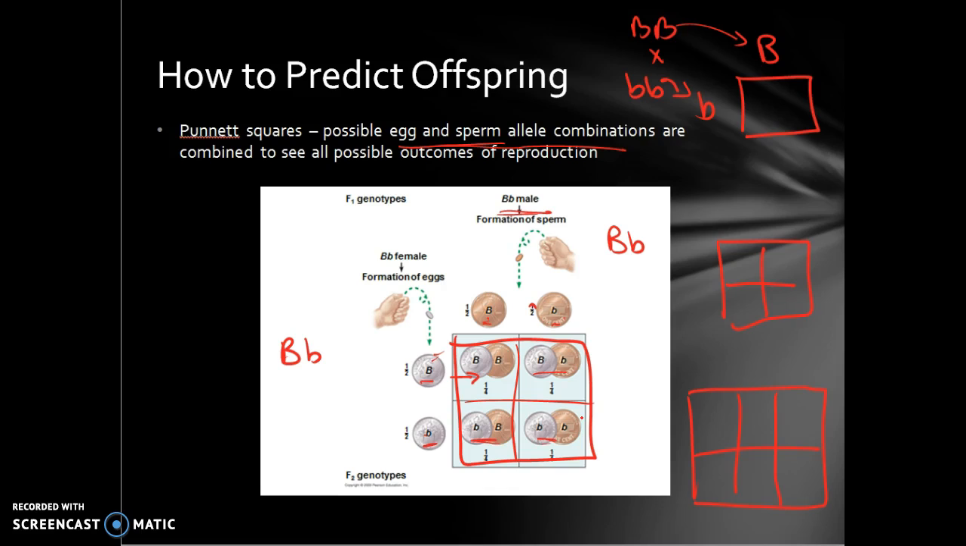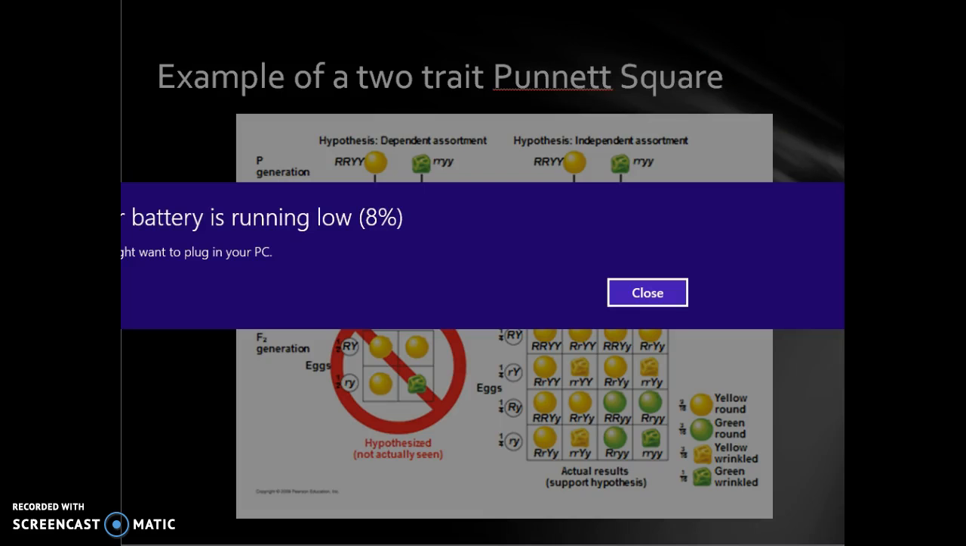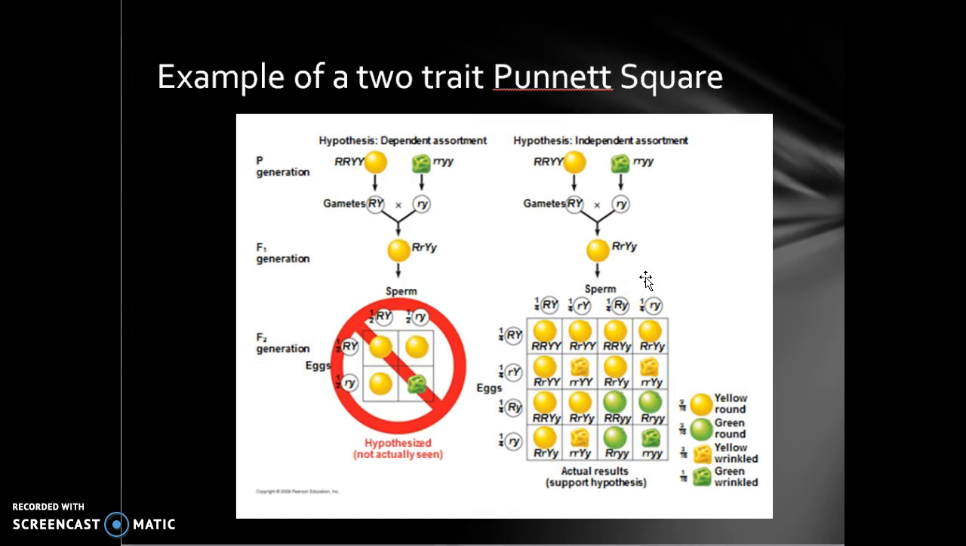And so that's the tool that we can use for predicting offspring. You can do this with more than one trait. You can actually trace 2 traits at a time. It takes a little more creativity. So this is actually a picture of Mendel's second experiment.